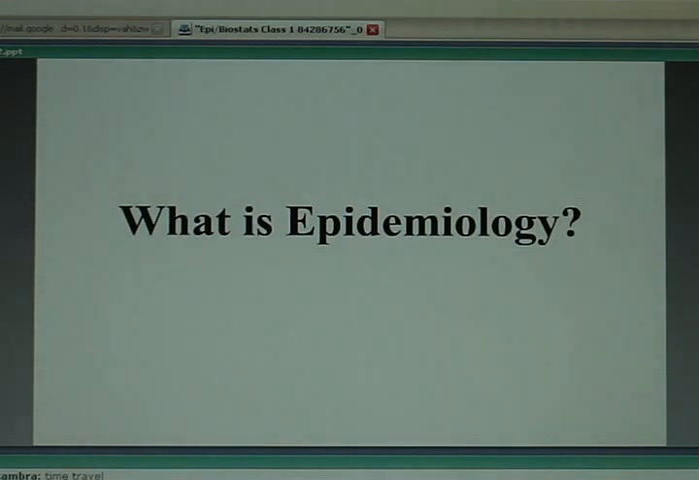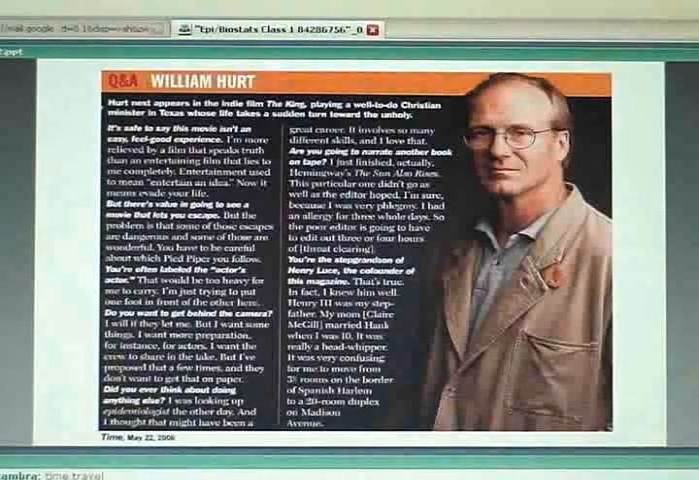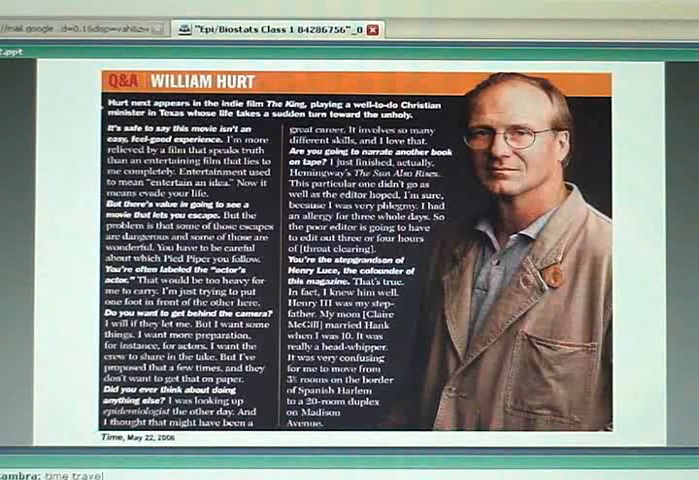And to show you another reference to a movie, this is an actor, William Hurt, who I've seen in a number of movies. The one I remember most vividly years ago. Well, William Hurt was interviewed by Time magazine back in May of 2006, and this is just a scanned copy of that one-page interview that was published in Time magazine.